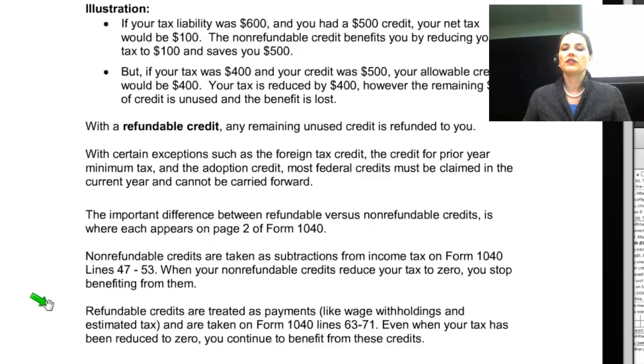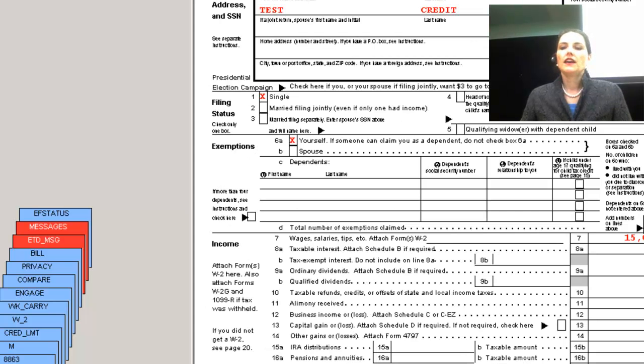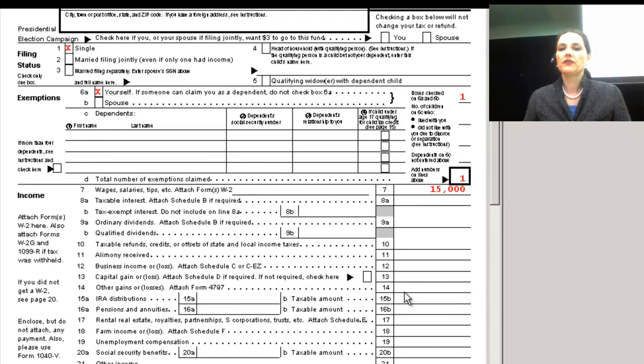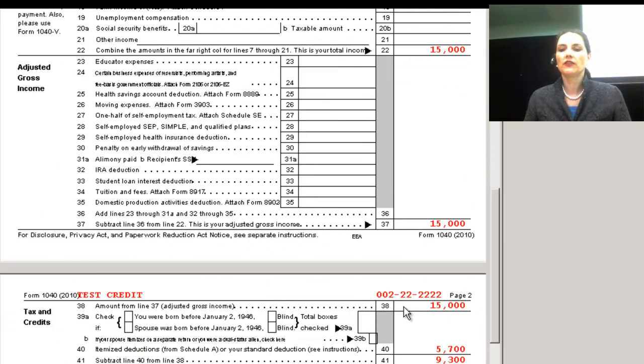So to help illustrate how refundable credits work and how non-refundable credits work, I'm going to take you over to our tax software program that we actually use in our tax service preparing tax returns professionally. I've just done up a simple tax return for a filer named Test Credit. Test is a single filer with no dependents, and I've given Test $15,000 of income. Very simple. The only source of income is wages. It's entered on the form.